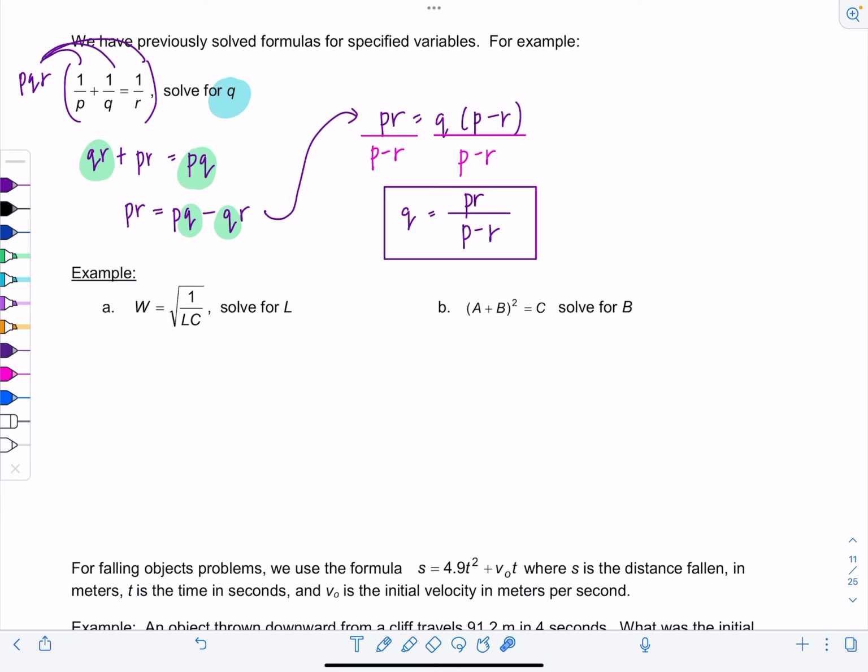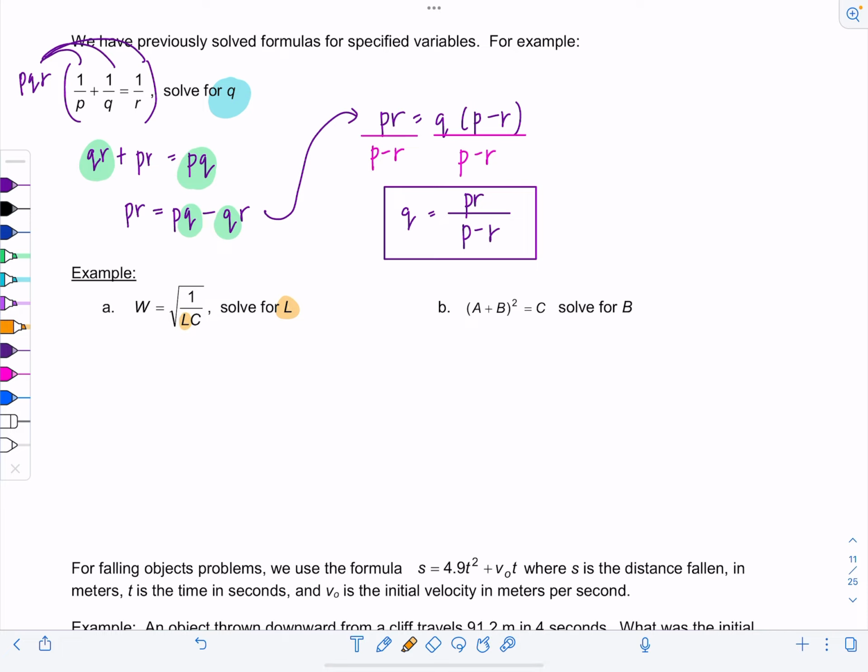Anyways, now we're going to deal with quadratic equations or equations with square roots and solving for variables. So, same idea. Say you're given this equation. Don't worry about what it means, okay? Solve for L. Get L by itself.